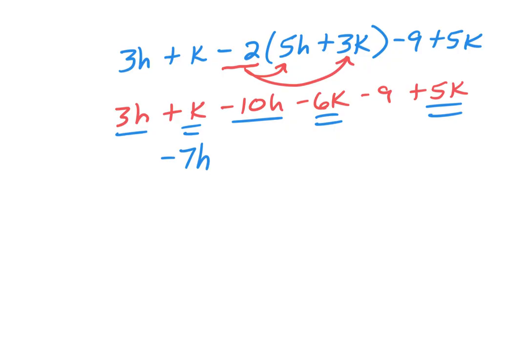Do we need to write 0k? That'd be silly, right? There's no reason to write 0k because there's no k's. If I have 0 of something, that means we have nothing. And then the minus 9 is all by itself. And that'd be our answer. Okay? How do we do on that? So-so?